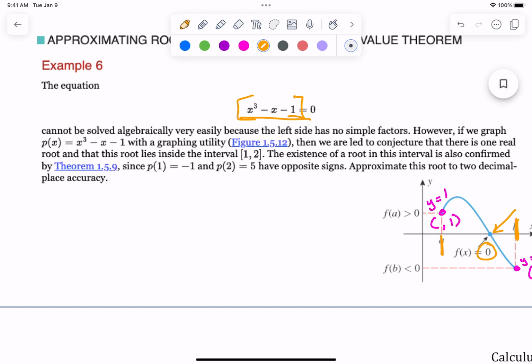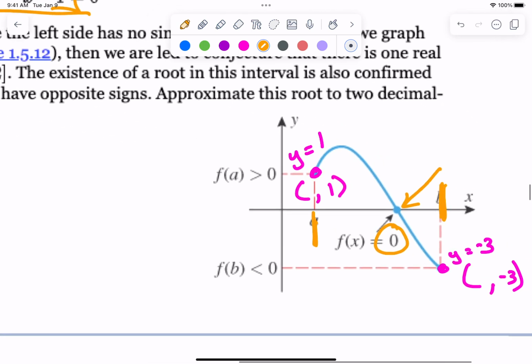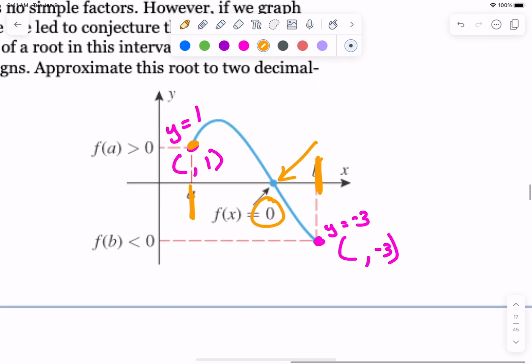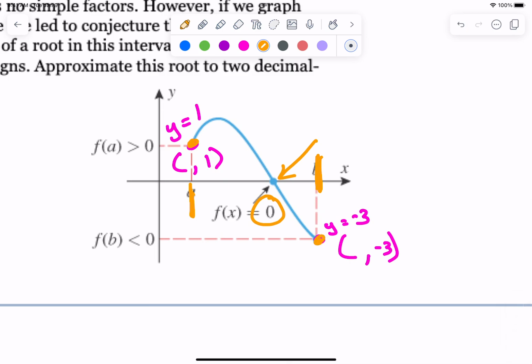So what we do instead is we start pinching it in and in and in. Let's say this is at 1, 1 and at 6, -3. I know it's going to have a 0 somewhere between 1 and 6 on the x-axis, because the y's are going from positive to negative.